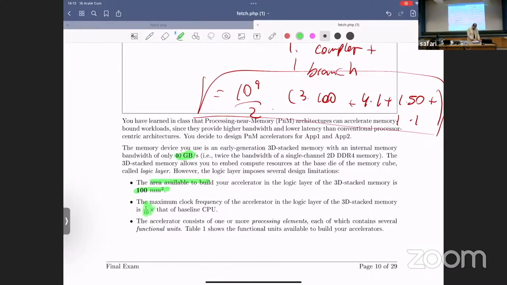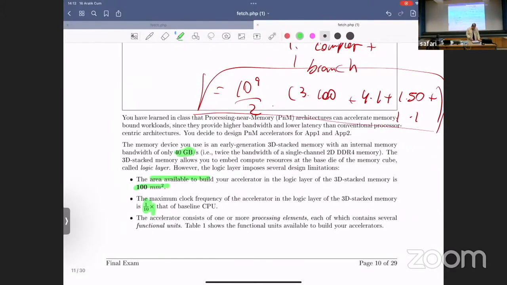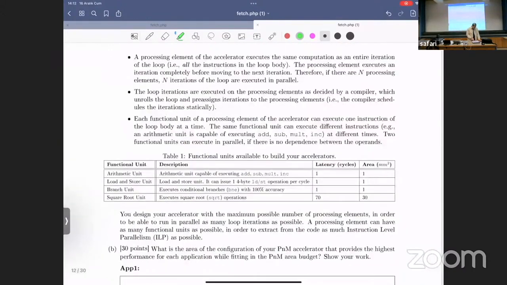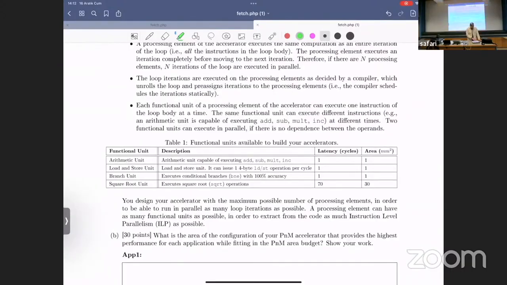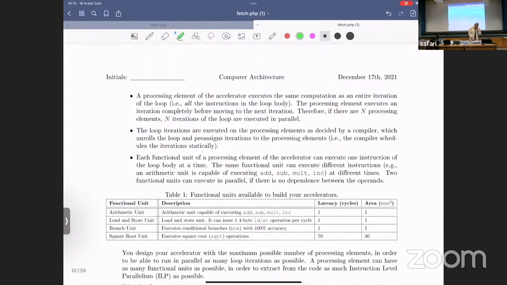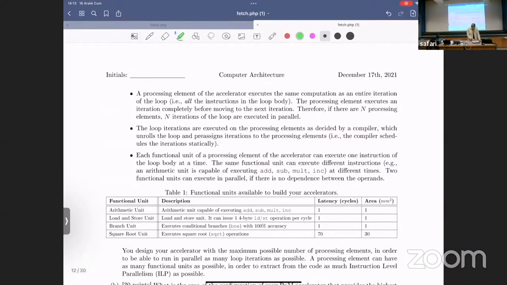So it's going to be 1/10 of what the baseline CPU can run. And the important part here is that the accelerator is going to consist of multiple processing elements, and each processing element is going to have several functional units. Then it gives you a table with the functional units that you have available to execute and some description of them, the latency that they take in cycles, and also the area that they are going to occupy.